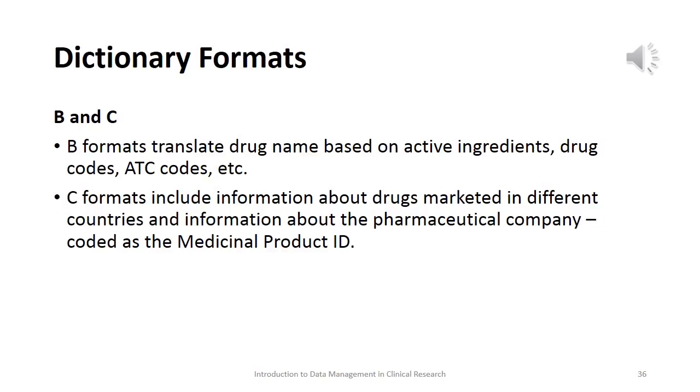So the dictionaries include two basic formats. We call them B and C. B formats translate the drug name based on active ingredients, the drug codes, the ATC codes, etc. And then C formats include information about the drugs marketed in different countries and information about the pharmaceutical company itself. These are coded as the Medicinal Product ID.